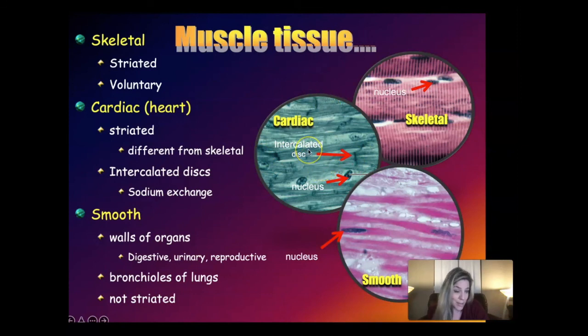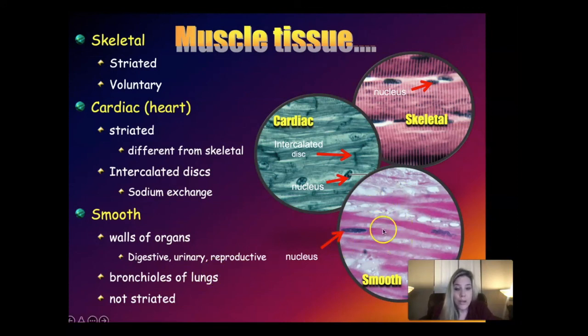Now, cardiac muscle is not under our conscious control. We can't control our heart muscle by thinking about it, so it's involuntary. And then the other type of muscle tissue that is involuntary is smooth muscle. So this would be the muscle that lines the walls of our organs, such as your digestive, urinary, and reproductive systems, the bronchioles of your lungs, the walls of your veins and arteries.